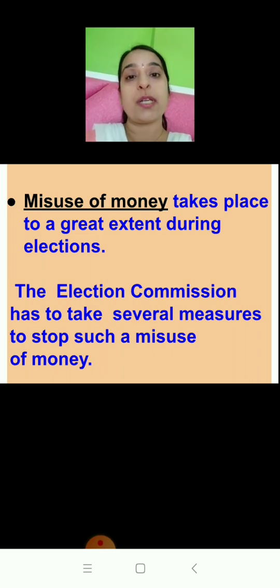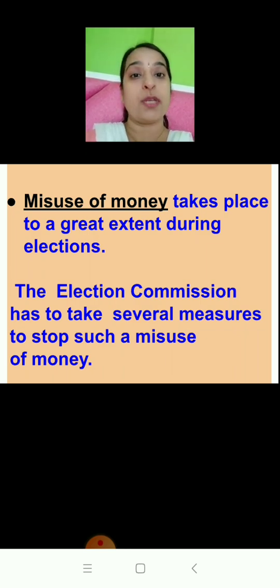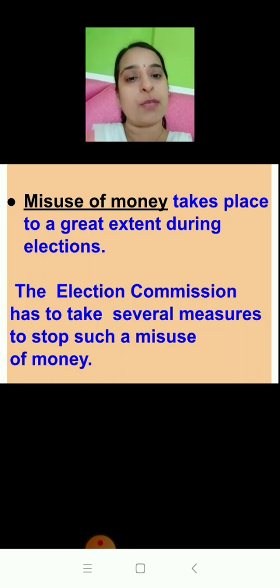Misuse of money is a challenging task which the Election Commission is facing. So it has to be stopped. Misuse of money is one of the challenges faced by the Election Commission.